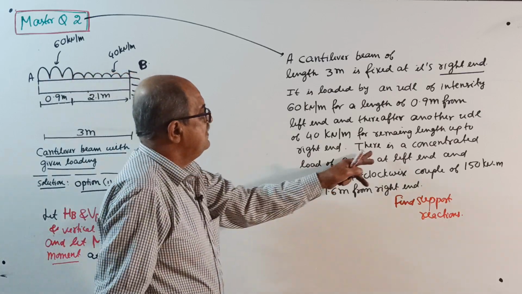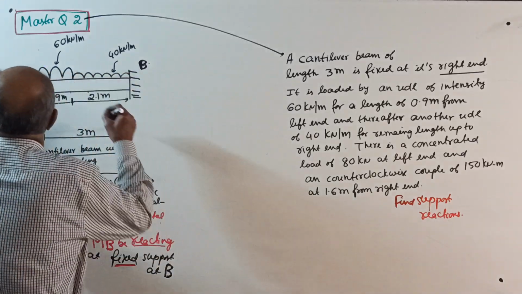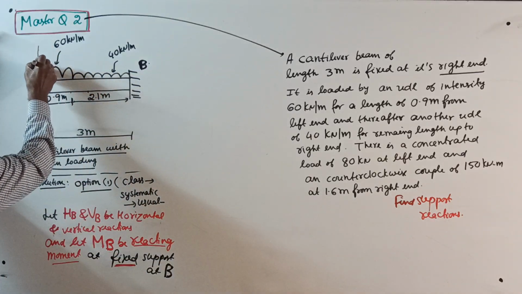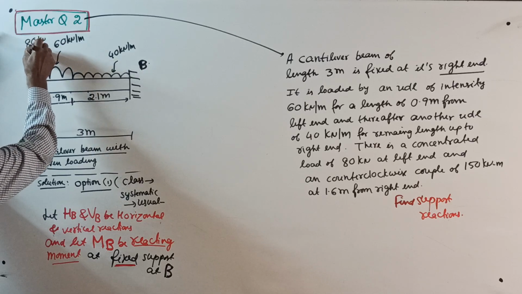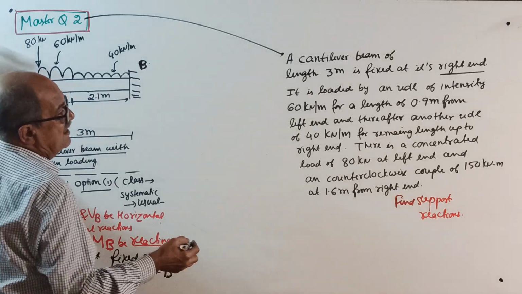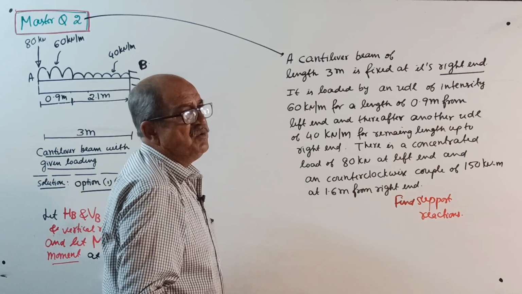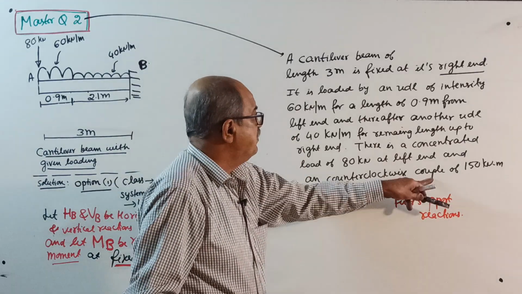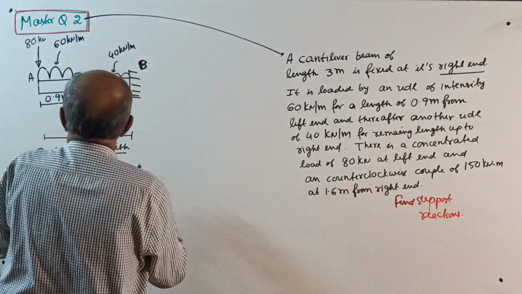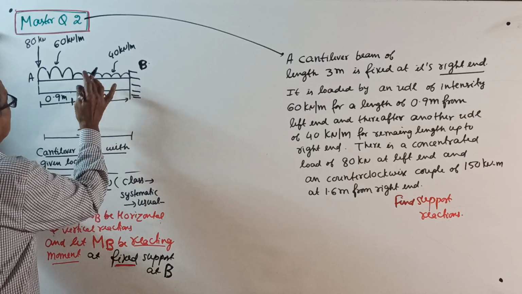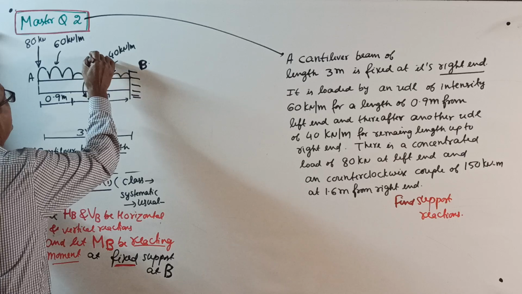Now, there is a concentrated load of 80 kilonewton at the left end. So, left end, there is a point load. How much? 80 kilonewton. Write it. 80 kilonewton point load. And then counterclockwise. Remember, counterclockwise means anti-clockwise. Couple of 160 kN meter at 1.6 meter from right end. See, this is 2.1 meter. So it is somewhere here. 160 kilonewton meter.